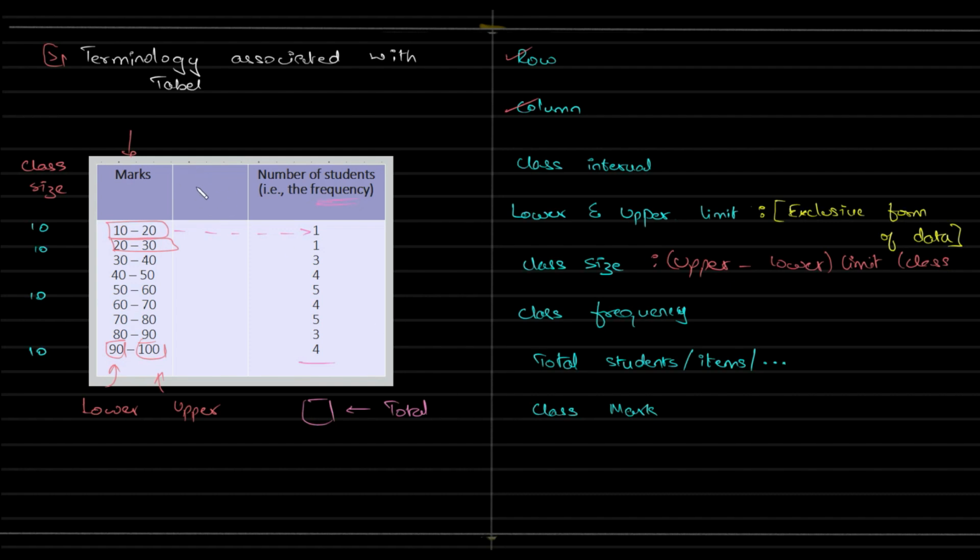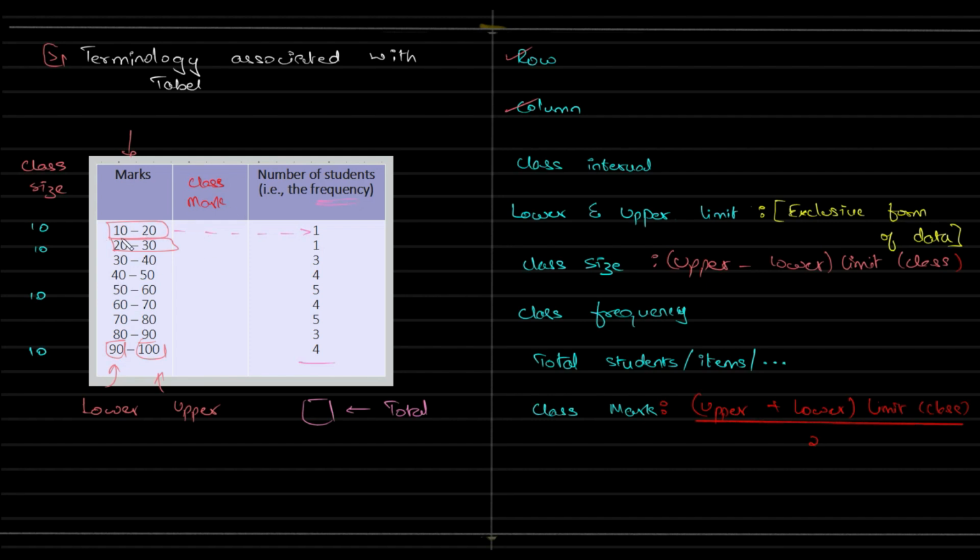Last, we have class marks. Class marks is the average of a class. That is the upper limit value plus the lower limit of the class, divided by 2. Average is the sum of the numbers divided by the count. Basically, that's the basic idea of the average. So there are two numbers, so you add them and divide by 2. So the average of a class, the upper limit and the lower limit divided by 2, is your class mark.